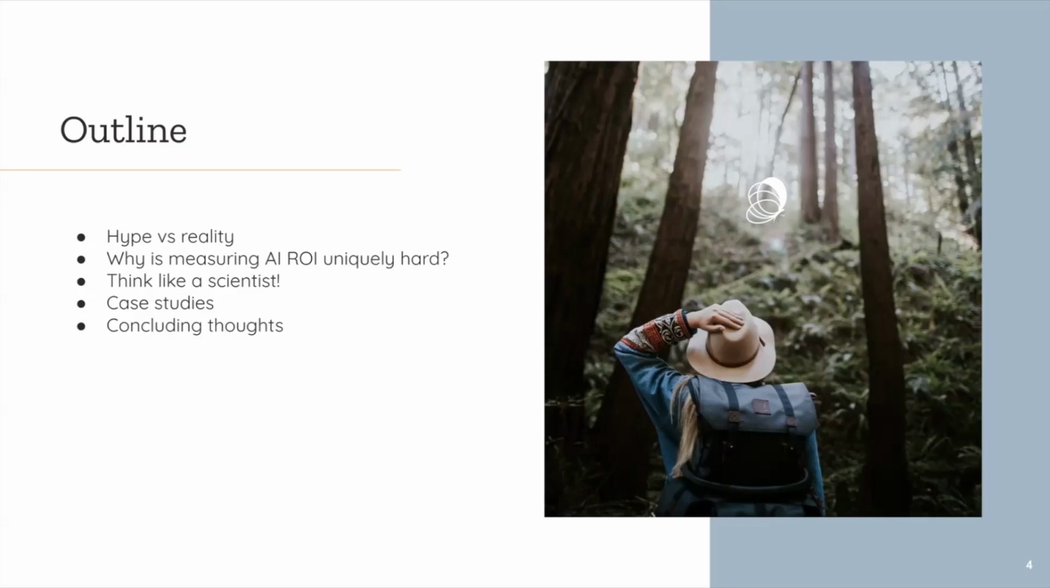Then we'll talk about why it is that looking at ROI for AI projects is uniquely hard. I think ROI in general can be challenging, but the bottom line on this is there are a lot of moving pieces, and we'll talk about those moving pieces. And then, my advice is to think like a scientist.